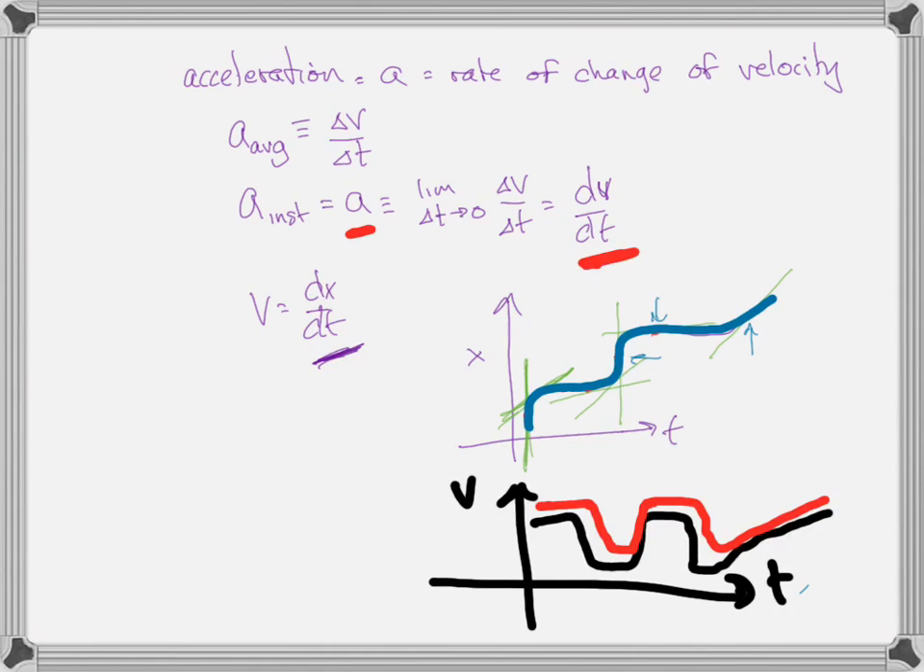Okay, there's a lot of mess on this page, but what I'm really getting at here is that the average acceleration is that, the instantaneous acceleration is that. It's defined in the same way that the average and the instantaneous velocity are defined in terms of position.